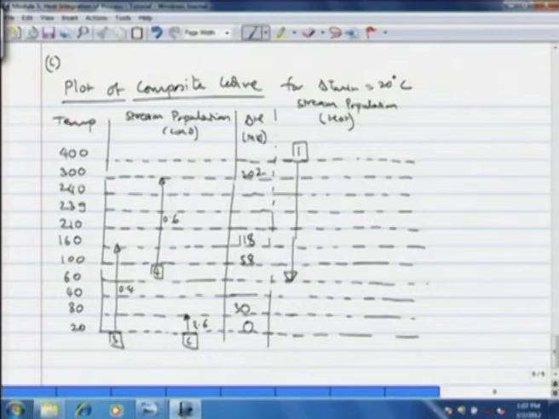Then we have number 2 stream going from 210 to 40 degrees. Then hot utility from 240 to 239. Number 1 stream has Cp of 0.3, number 2 stream has Cp of 0.5, and hot utility has a Cp of 15.